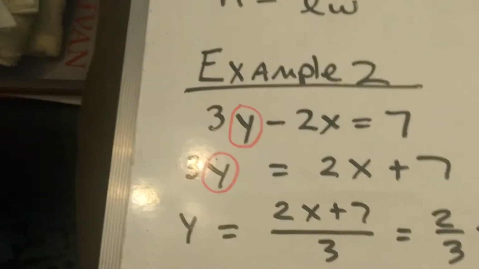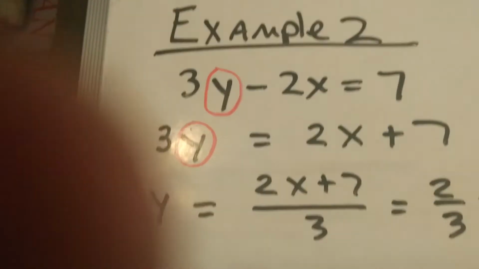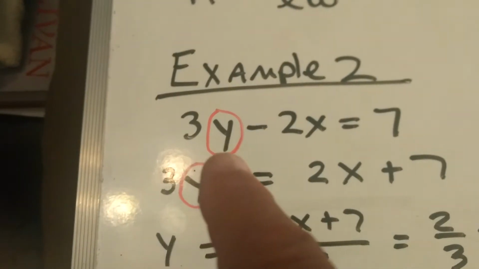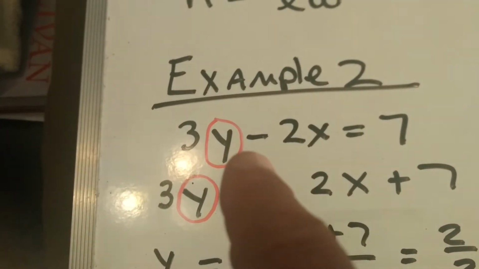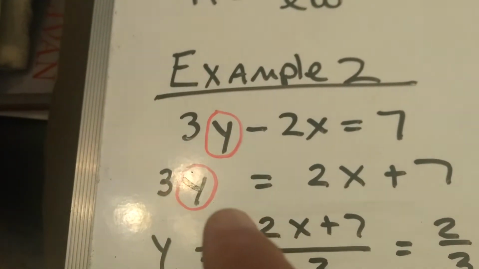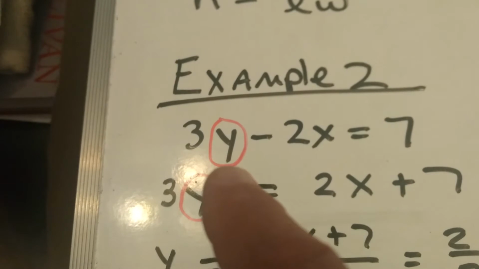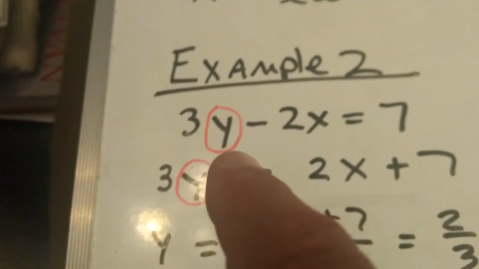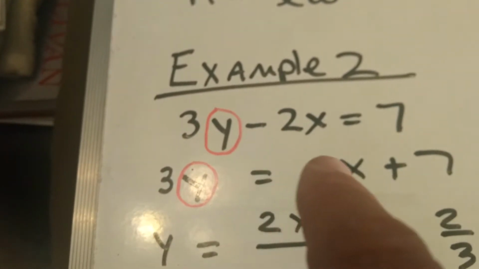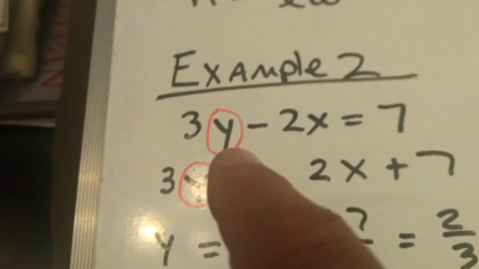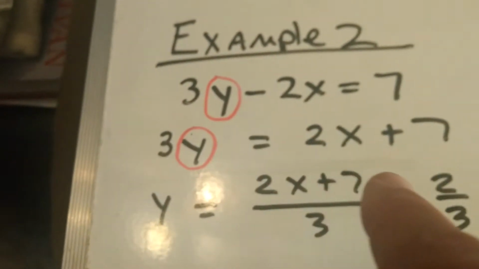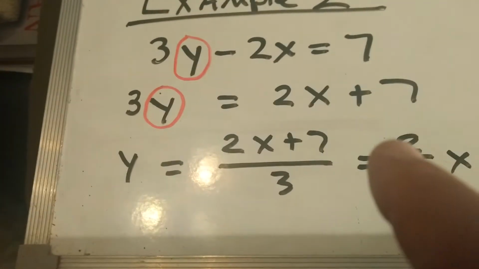Come to example 2. Now you're going to see these a lot. These are taking standard form, which is where x and y are on the same side, and putting it in its slope-intercept form where y is on one side by itself. So in this example 2, we have a formula, 3y minus 2x equals 7, and we're trying to solve for y. So the first thing I do is add the 2x over to the other side.